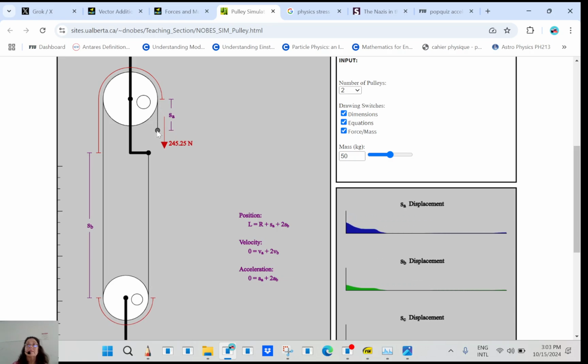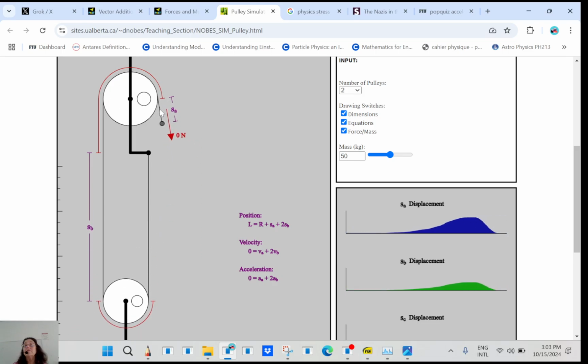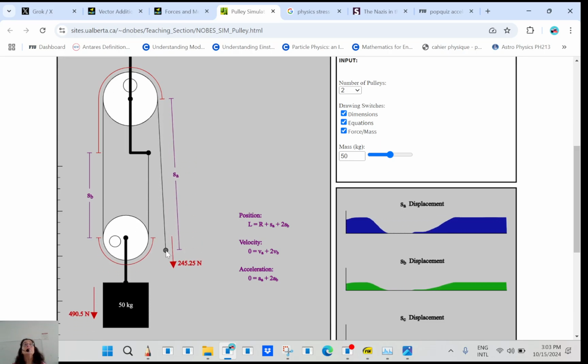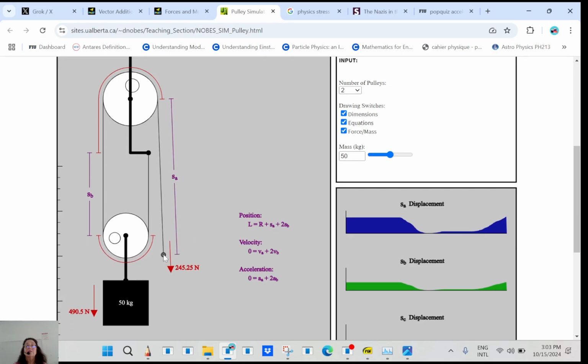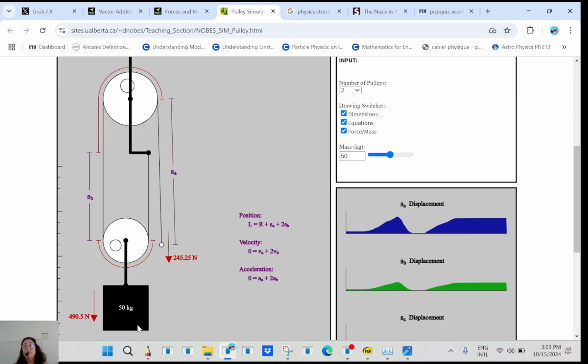The distance, I have to pull more. So if I pull 10 inches, the load will be lifted 5 inches, because you're going to have 10 inches here, 5 here, 5 there. So there is a price to pay for conservation of energy. If I pull 10 inches, the load will only move by 5 inches.